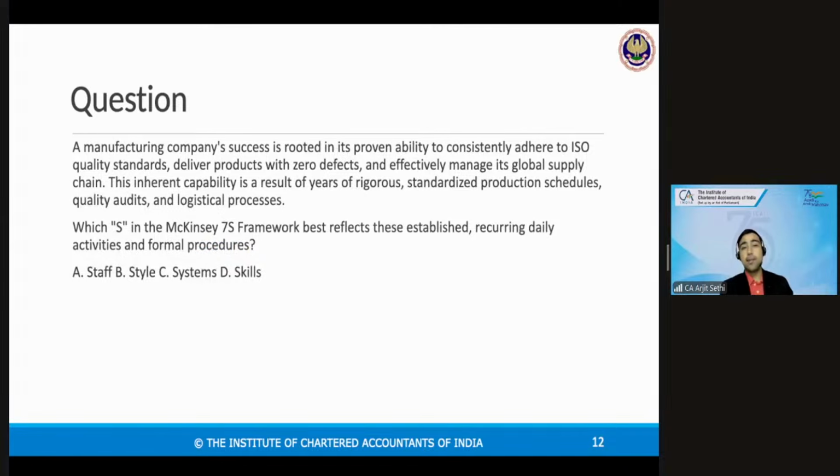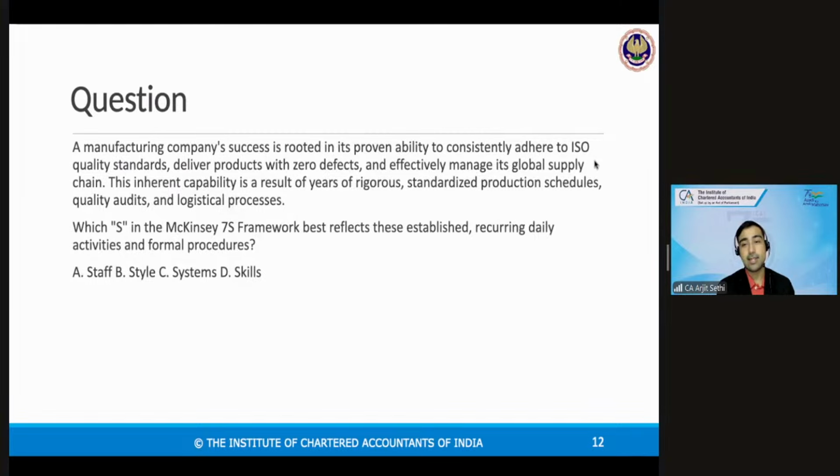Okay. A manufacturing company's success is rooted in its proven ability to consistently adhere to an ISO quality standard. ISO mark आता है ना, नमक पे होता है, खाने पे होता है, products पे होता है, everything possible has an ISO mark. The quality standard. It delivers products with zero defects and effectively manages its global supply chain. Now, this inherent capability is a result of years of rigorous standardized product schedules, quality audits, and logistic processes. Now, which S in the McKinsey 7S framework best reflects these established, recurring daily activities and formal procedures?